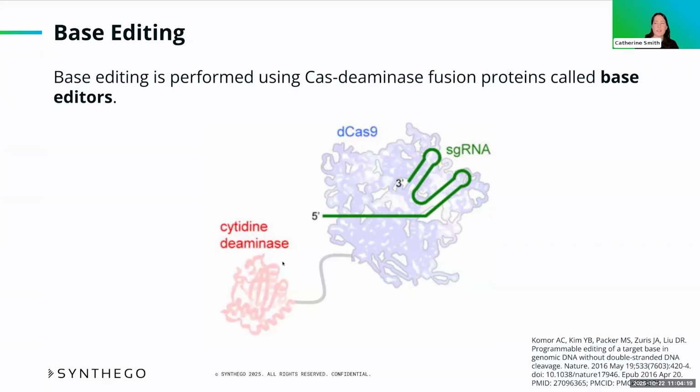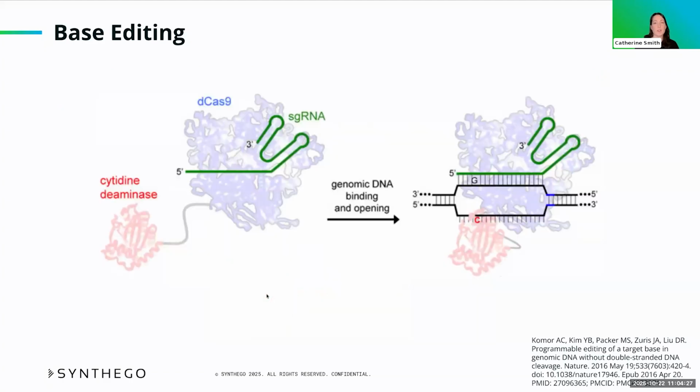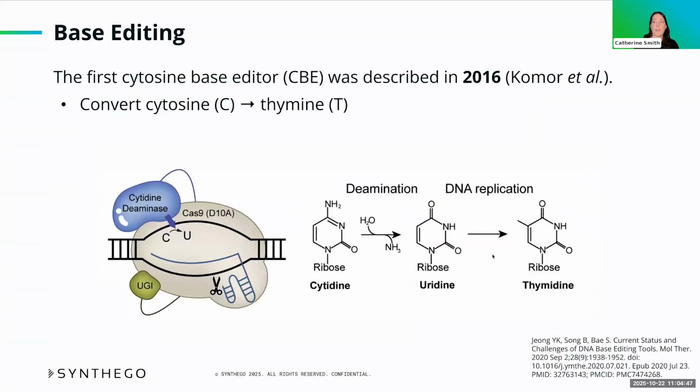So how does fusing a deaminase to your Cas enzyme allow for you to make these individual base changes in the genome? Well, the process here starts like most other CRISPR edits. The Cas guide RNA complex binds to and opens the genomic target sequence, and this brings the deaminase into close proximity with the genomic sequence, creating the opportunity for base edits. What happens next depends on the type of base editor you're using.